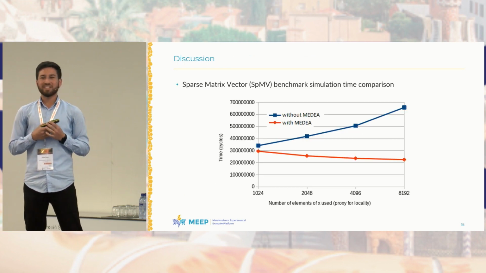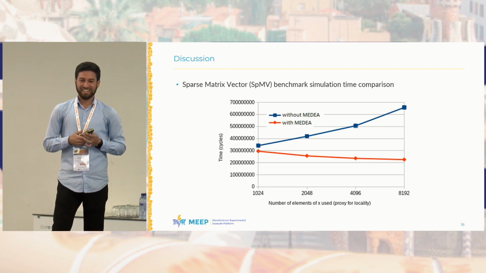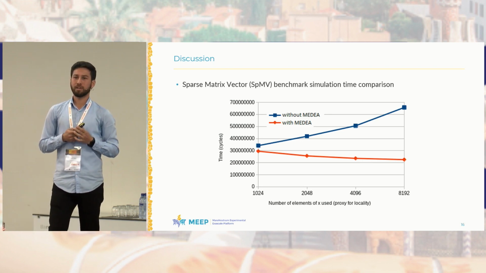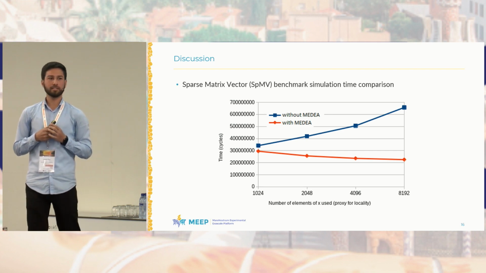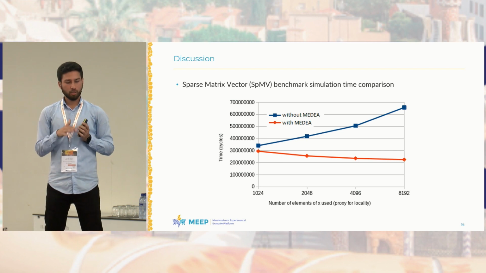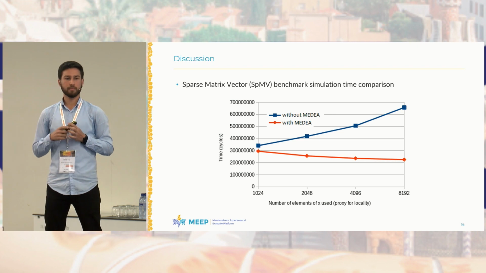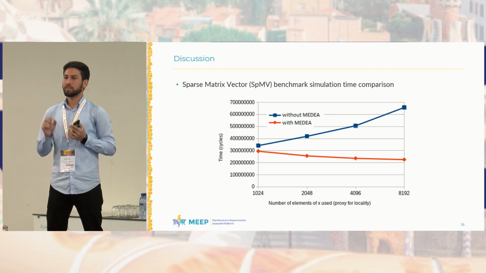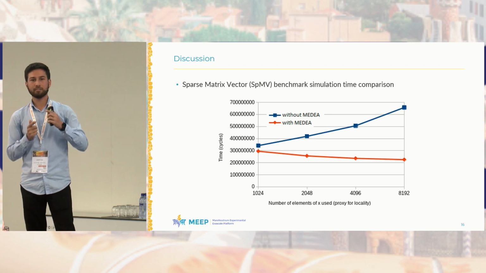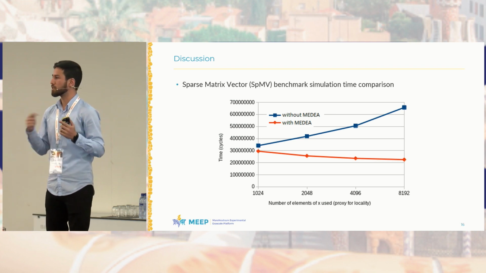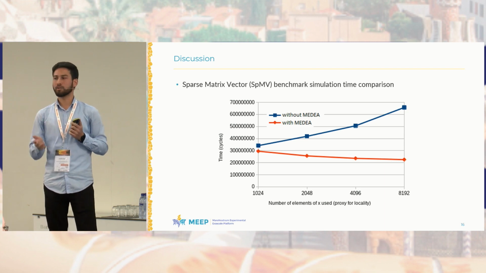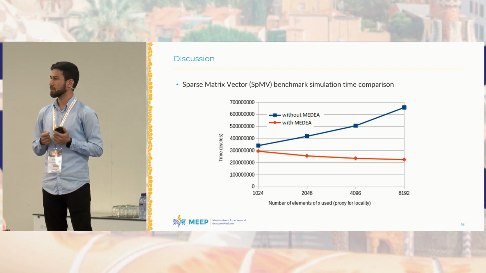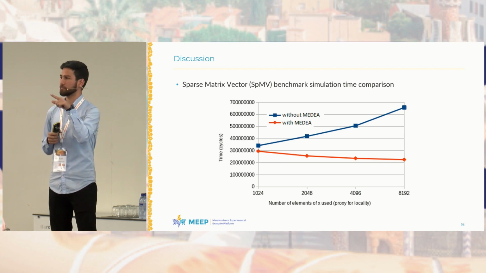So as a token of appreciation, we have some results to show you. This is a sparse matrix benchmark. Look at the blue curve. Without this memory engine, on the x-axis we have the number of elements of x to be reused. If that number is too large and it doesn't fit in the cache, what you eventually get is frequent eviction. So look at the blue curve going up.